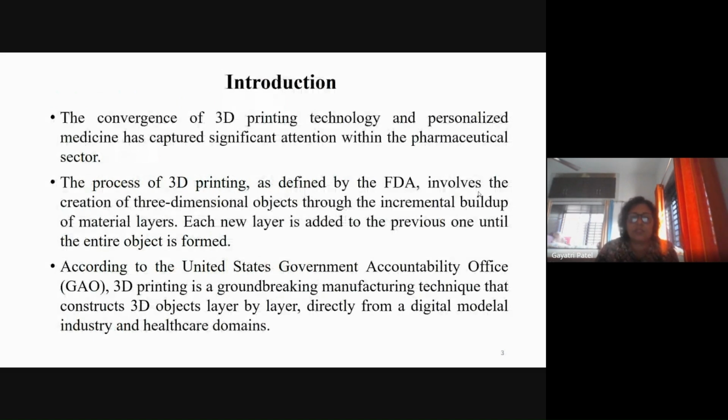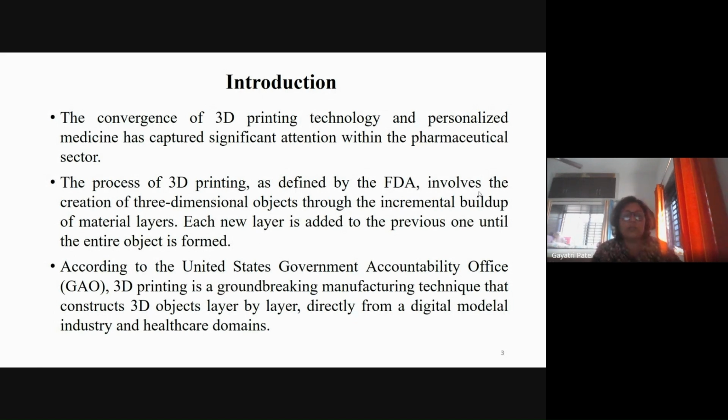The convergence of 3D printing technology and personalized medicine has captured significant attention within the pharmaceutical sector. As we have so many diseases, one fixed treatment may not be ideal for all of them. That's why personalized, tailor-made medicines are now gaining a very important advantage here. And 3D printing technology is one of the benefits that gives this personalization.